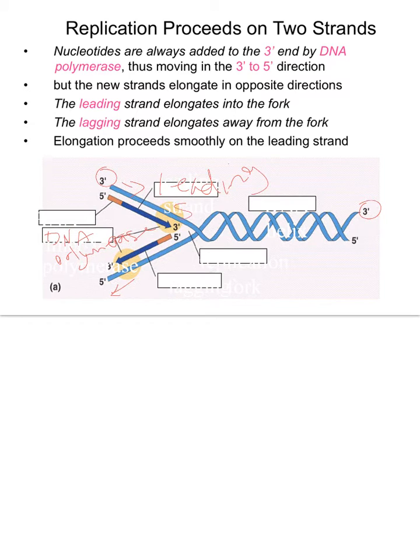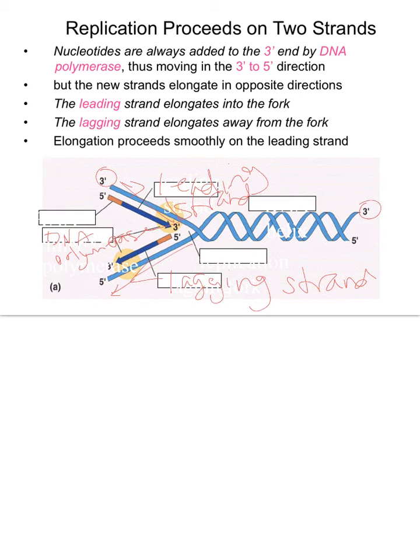Okay, the leading strand is going toward the fork. You can see that direction of the arrow. And the lagging strand, which is right here, the lagging strand is going away from the fork. So you can see that with the arrows there. Okay, elongation is going to go smoothly on the leading strand.